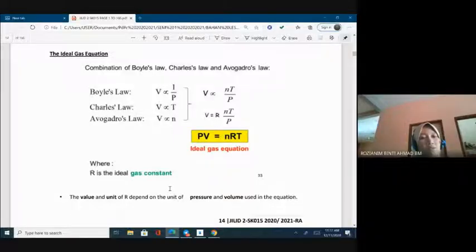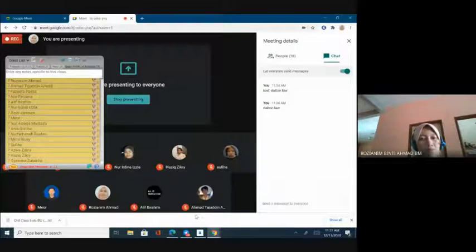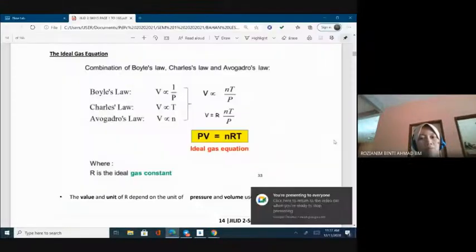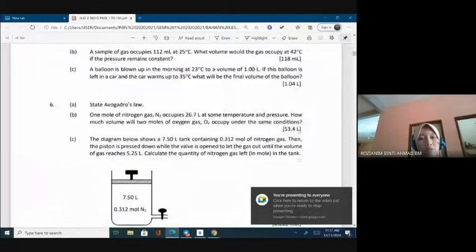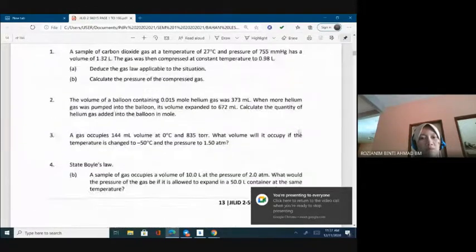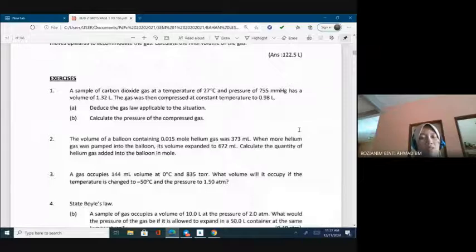So in our previous lesson, we already learned the concepts of the three gas laws, which are Boyle's, Charles's, and Avogadro's. Before we start, you have a problem from our previous lesson for these exercises.